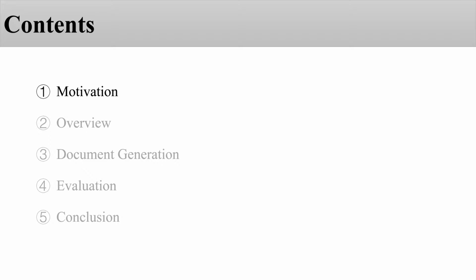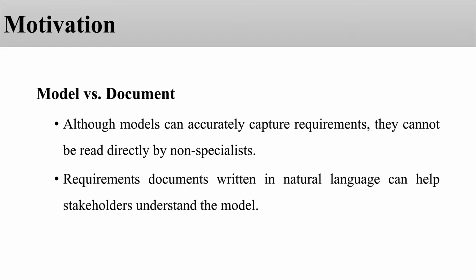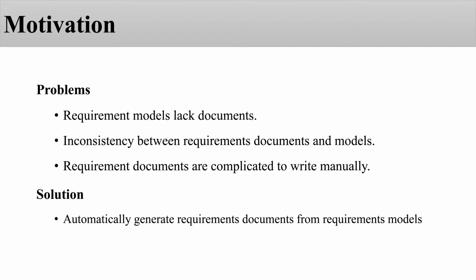The first part is the motivation. This part includes the motivation of our tool, the related tools, and the contribution of our tool. First, we compare two representations of requirements, model and document. Although models can accurately capture requirements, they cannot be read directly by non-specialists. Requirements documents written in natural language can help stakeholders understand the model and facilitate communication between stakeholders and developers. Requirements documents can help to understand the requirements model.